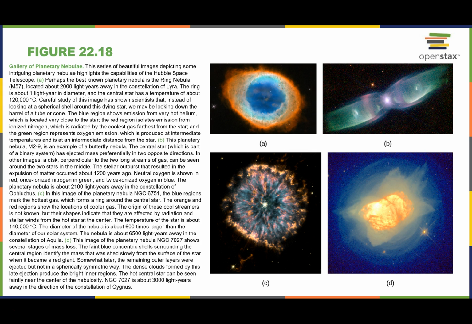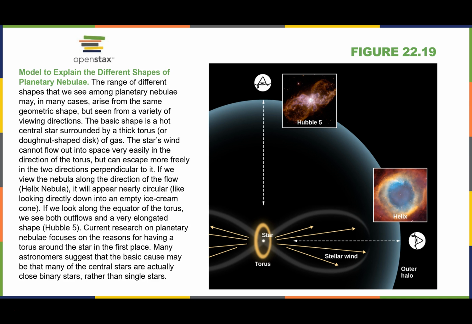Purdy. The different colors mean different elements. The reason they're glowing is that the gases have been excited by the central dying star on its way out to becoming a white dwarf. So why do we have so many different shapes? Well, it depends on our point of view, and it depends upon the physics of the star that's dying.